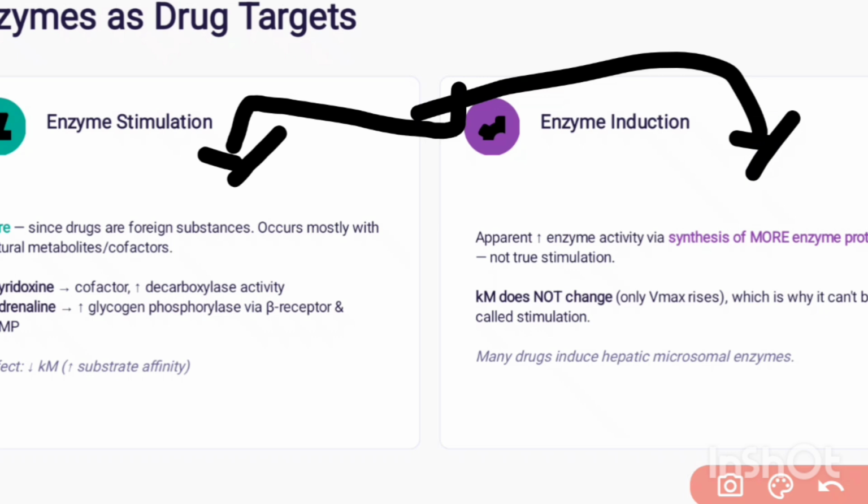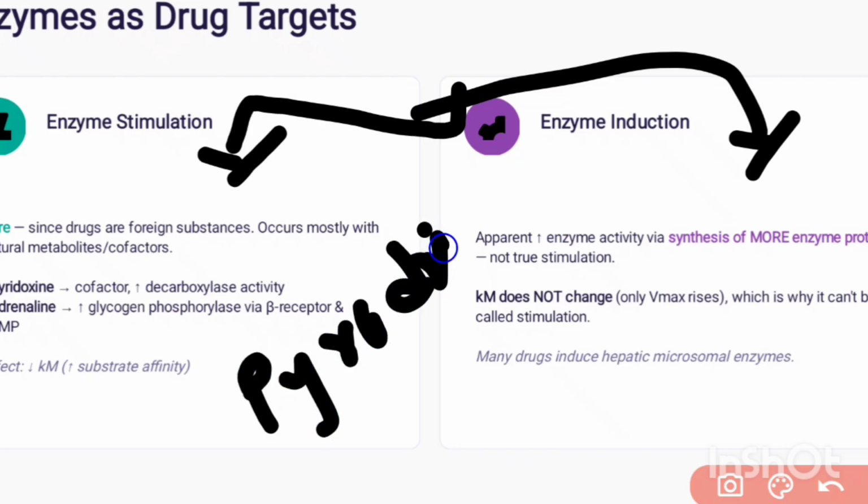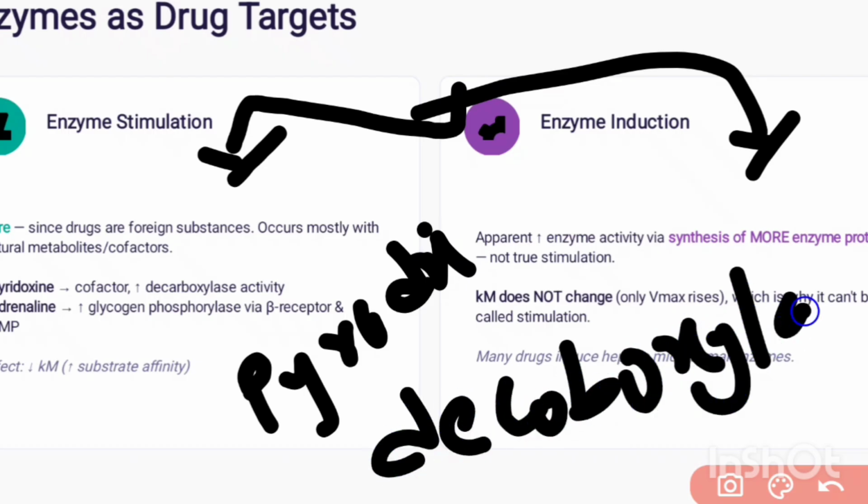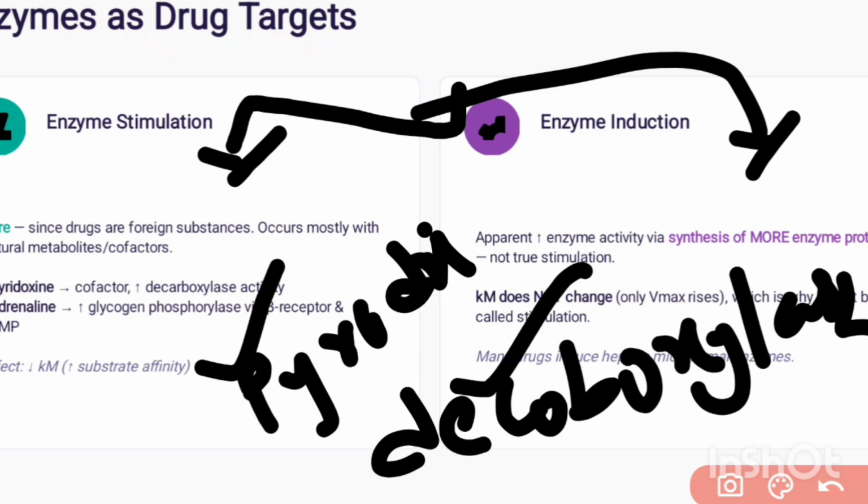But if you give any supplements, these supplements will act as cofactors for other enzymes. If you give pyridoxine, for example, which is vitamin B6, it acts as a cofactor for many enzymes, for example decarboxylase, dopa decarboxylase, etc. So if you give pyridoxine as a supplement, more decarboxylase enzyme will be available. It is not directly stimulating the enzyme.